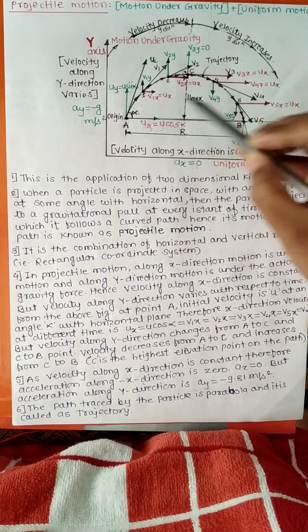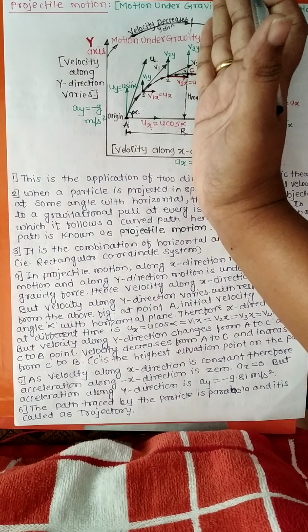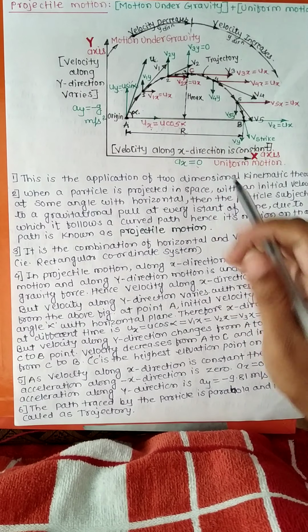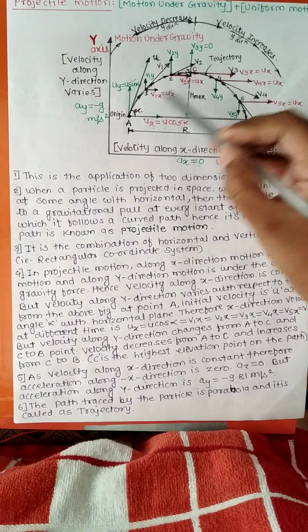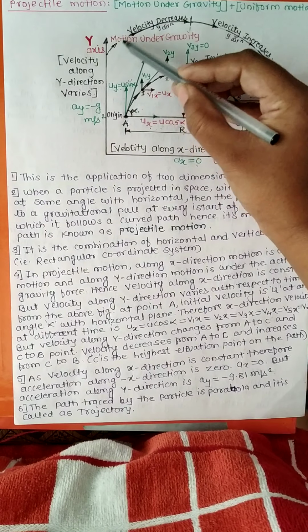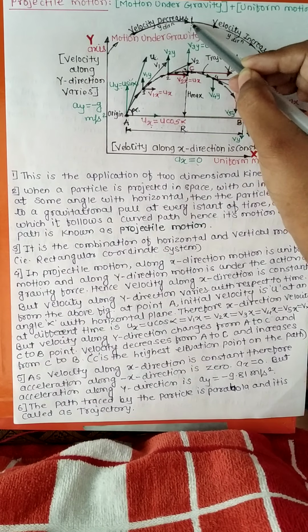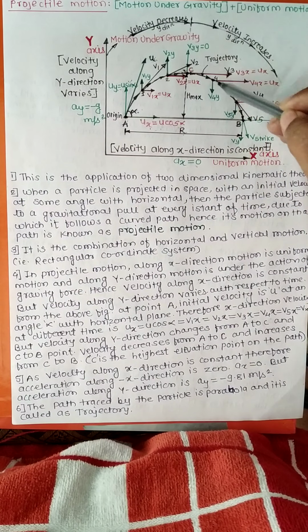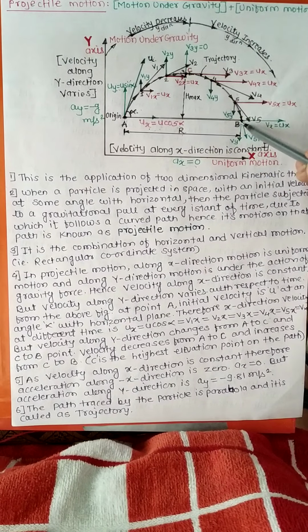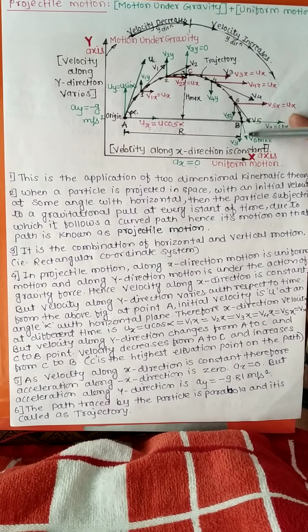Therefore, there are two parts of the trajectory, from point A to point C on the left side and from point C on the right side to B. From point A to point C, the velocity decreases. Which velocity decreases? The y component of velocity decreases. And from point C to B, velocity changes in this manner.